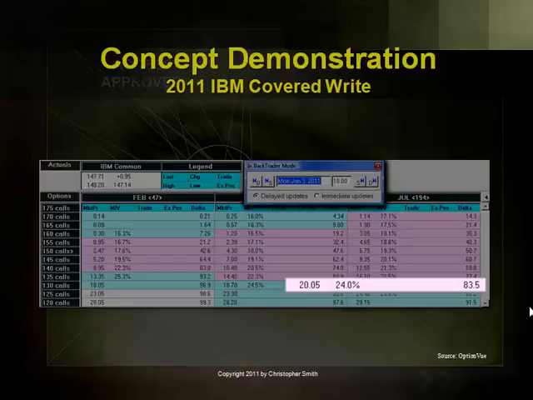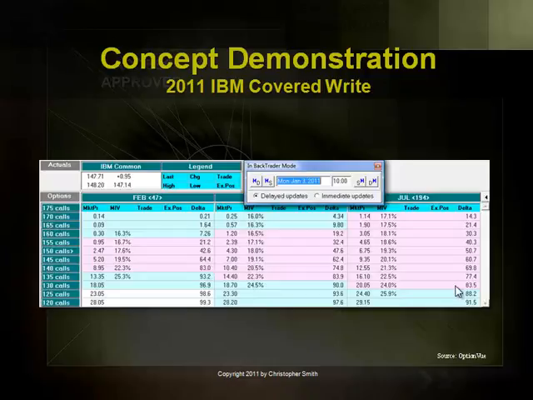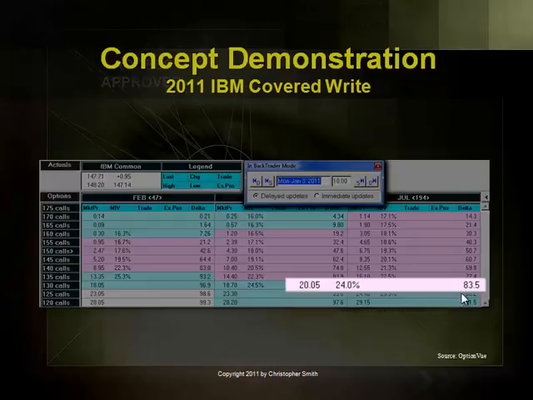Okay, we're looking at buying a July call with an 83.5 delta, which is the 130 call. So we're buying the 130 call with an 83.5 delta. Now, I said we're going to buy an 85 delta.